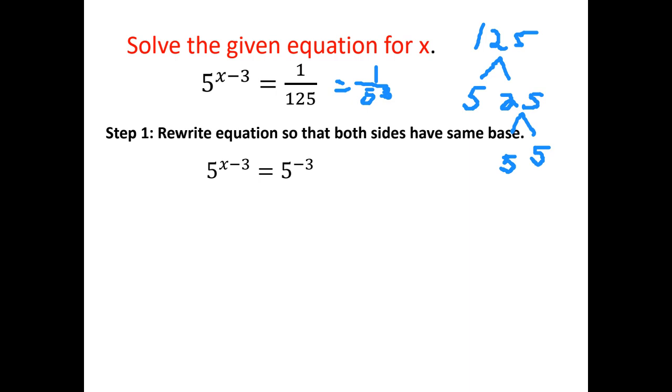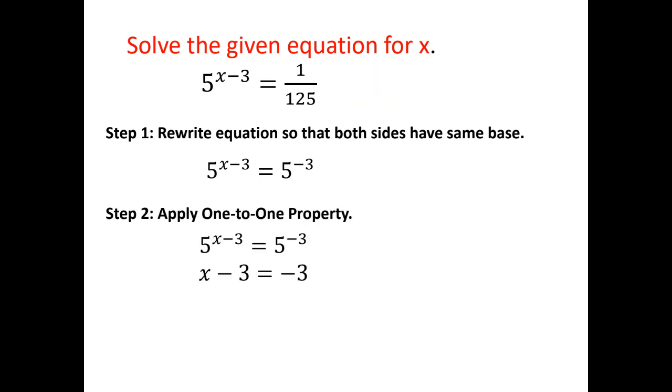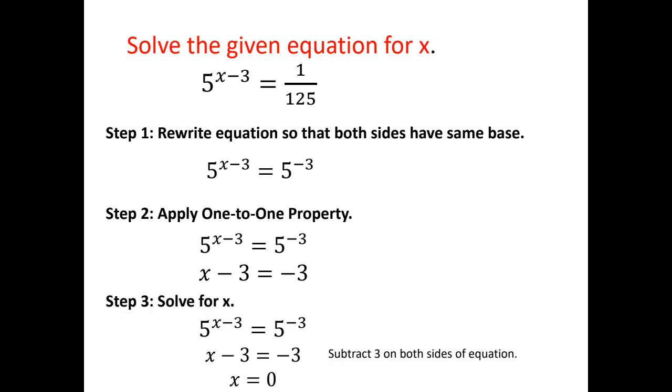Voila, now I have an equation that has the same base on the left and right, and I can use my one-to-one property. My one-to-one property says for these two expressions to be equal to each other, the exponents have to be equal to each other. So I'm going to set the exponents equal by having x minus 3, which is the exponent on the left, equal to negative 3, which is the exponent on the right. And now, again, we rely on our friend algebra to solve for x. I'm going to add 3 on both sides. Negative 3 plus 3 is 0, and negative 3 plus 3 is 0, so x is equal to 0.